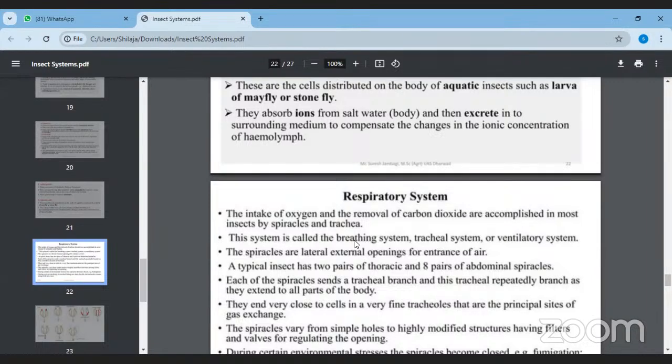The major function is to increase the tidal air in the body, and the presence of large air sacs in the body cavity of terrestrial insects helps in flight also. To some extent the cockroach can also fly, and the air sacs reduce the specific gravity of the body.